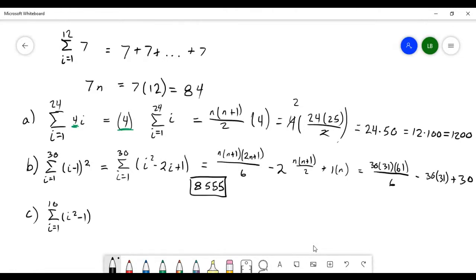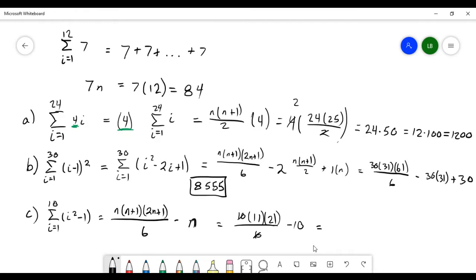just like that. And then this last one is very similar to the second one, except we don't have this 2I, and of course our n value is different. Regardless, we can say that this is n times n plus 1 times 2n plus 1 divided by 6 minus cn. Except in this case, our c is just 1. So minus n.